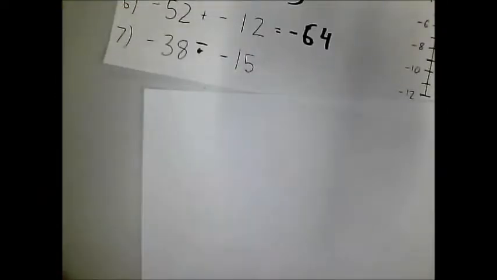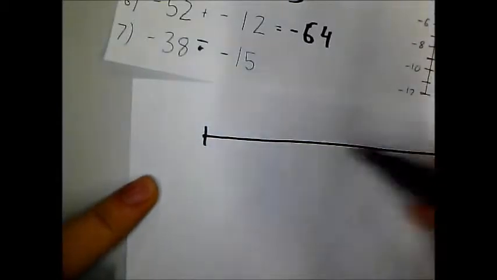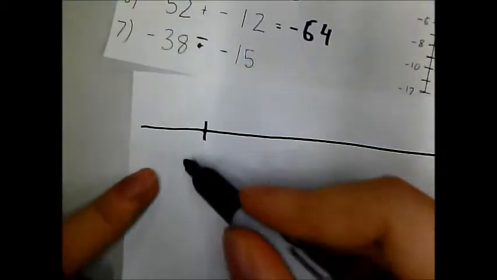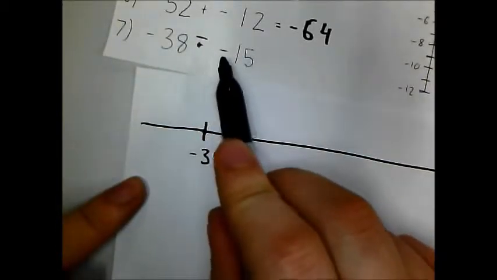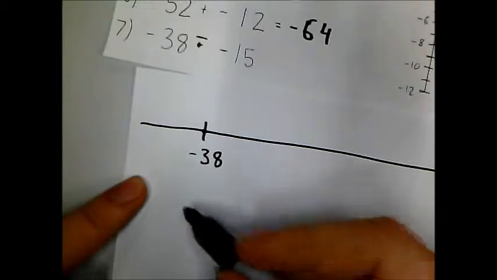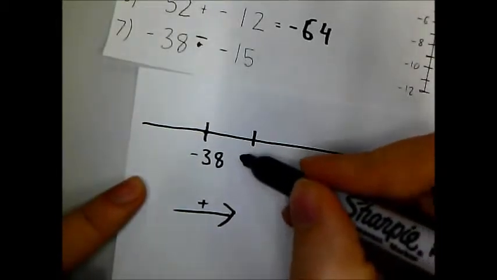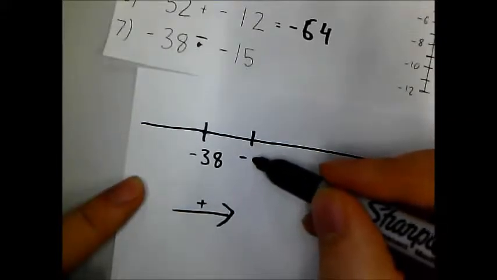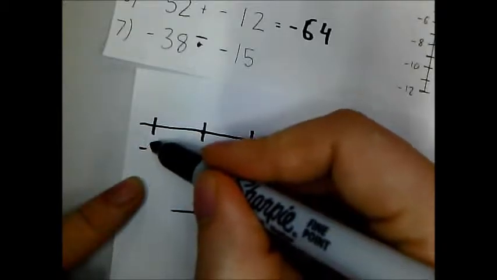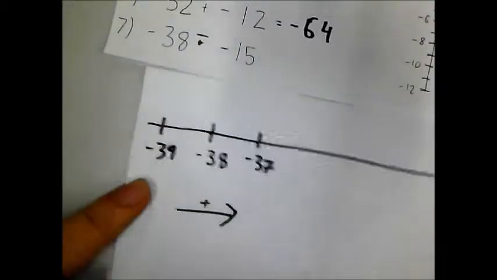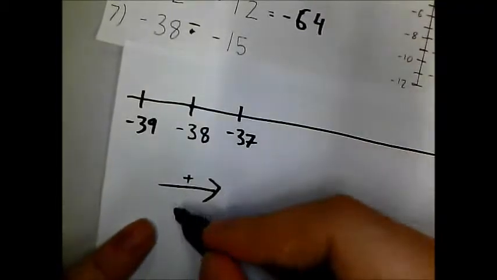So I've got negative 38. Okay, on a number line. And I'm going to subtract a negative number, so it's going to go upwards. It's going to go this way. Now, just to remind me, I'm going to put the numbers either side. So going upwards from negative 38, it's going to go to negative 37. And from here, it's going to be negative 39. That just reminds me so I don't do my number line incorrectly. So, I want to go up by 15.